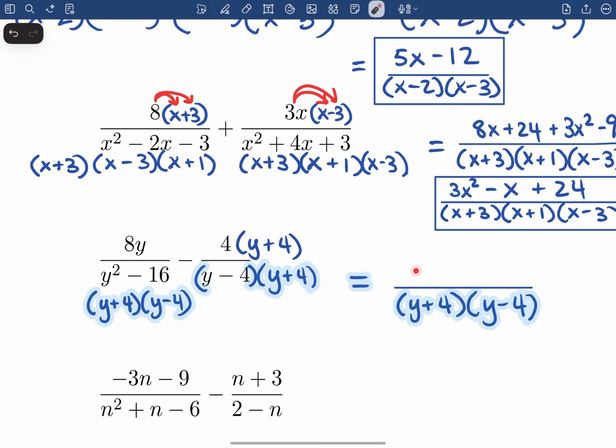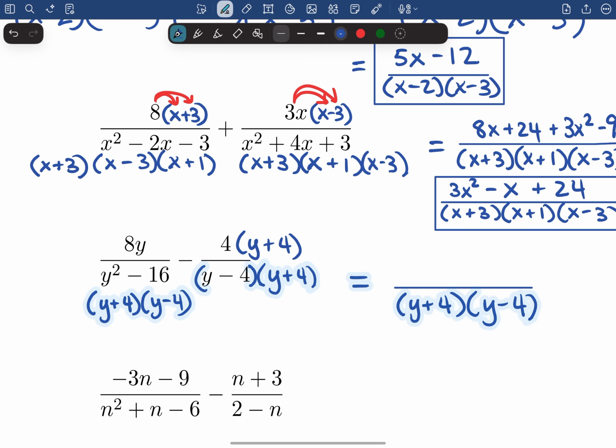So I have an 8y. I'm just going to rewrite it over here because I didn't multiply anything extra to this fraction, right? So I still have just that 8y. And here's where you need to be really careful. You're not just distributing this 4 into both these terms. You're actually distributing the negative 4 into both these terms, right? So it's important that you realize, hey, this isn't just 4. This is negative 4 that you are distributing into these two terms. Okay, and so you'll get a negative 4y and then a minus 16. That's very important. Cool.